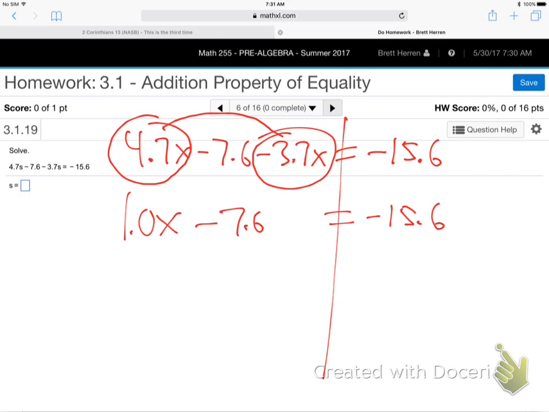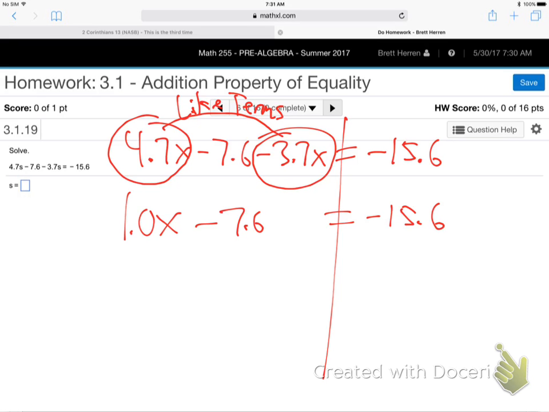Everybody okay so far? You just subtract the numbers on the x's. It's just like terms, right? Let's write that up here. Like terms. Just subtract those x's. Like terms. So far, so good?